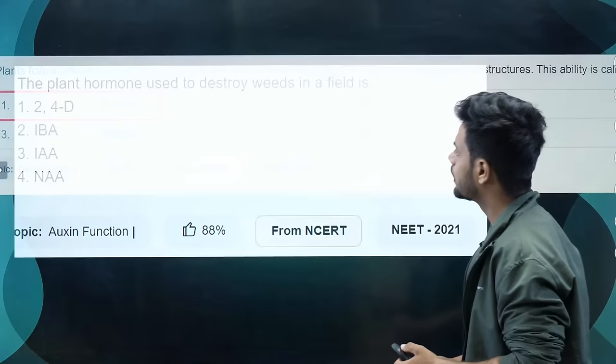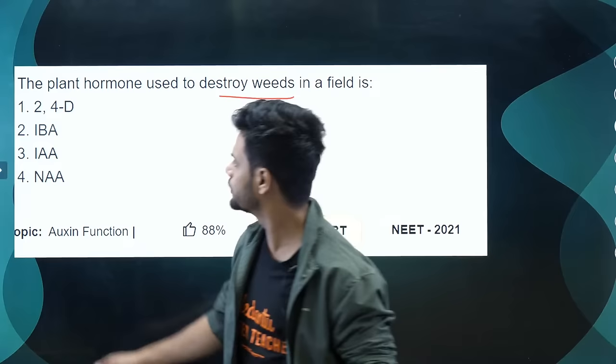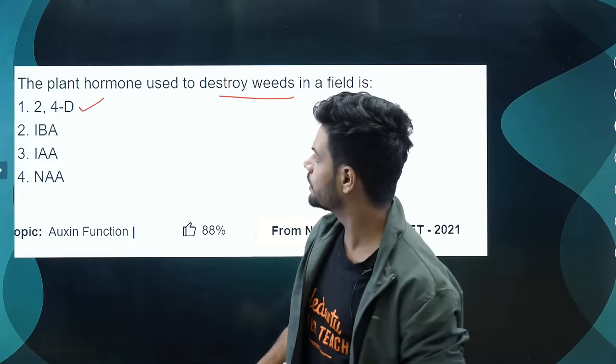Next question. Plant hormone used to destroy weeds. Weedicide. A commercially available weedicide is 2,4-D. All of you know it is 2,4-D. Now tell me in the chat, 2,4-D, is it an auxin? Is it a gibberellin? Is it a cytokinin? Is it abscisic acid? Which one is it? You should tell me in the chat now.